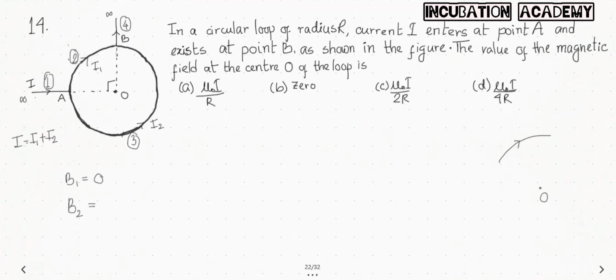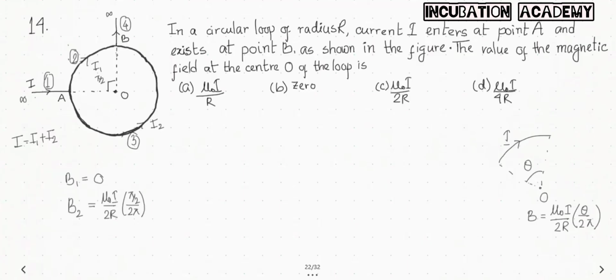If there is a current carrying arc with angle theta, and we want to find the magnetic field at the point O, we know that the magnetic field at O due to this current carrying wire is mu naught I divided by 2r multiplied by theta by 2 pi. So for the B2 section, the angle is pi by 2, or 90 degrees, so that is mu naught I divided by 2r, times pi by 2 divided by 2 pi.